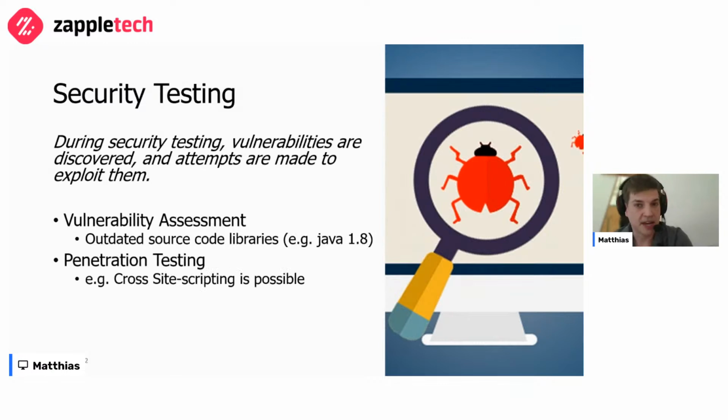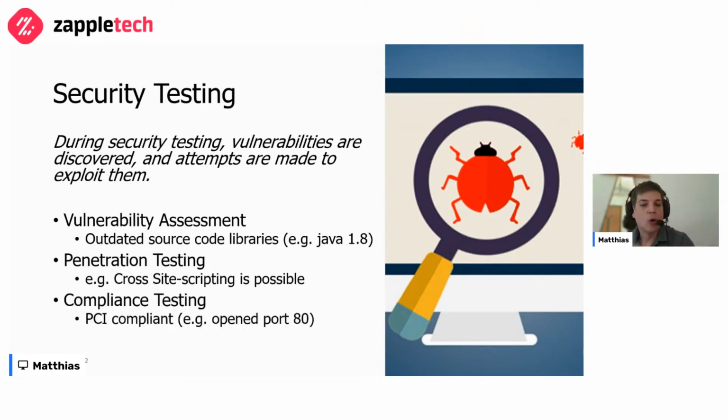The next is penetration testing. I guess most of you know what penetration testing is. Here the system is analyzed and attacked by simulated malicious users, the so-called pen testers, and they try to get access to it. For example, you have some website with cross-site scripting enabled, or any other techniques where you most probably can bypass a login or whatever. So this is penetration testing.